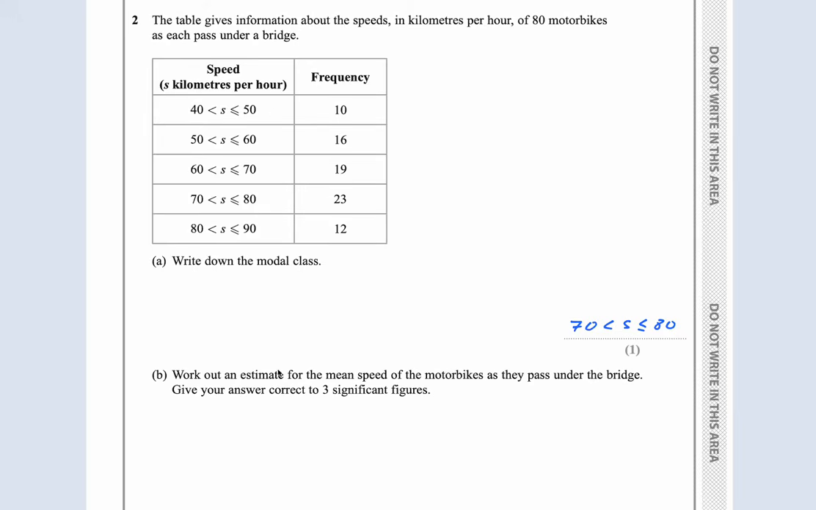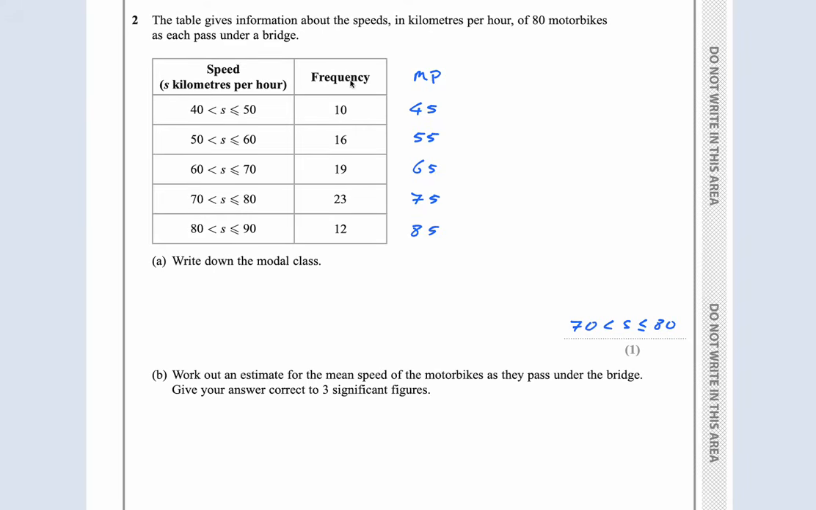Then this is work out an estimate for the mean. Give answer to 3 significant figures. Okay, hopefully guys you've seen this type of question before. An estimate for the mean, we have to get the midpoint. So the midpoint, let's call it MP for midpoint. We have to get the midpoint of the interval. I'm going to say that's 45, 55, 65, 75, and 85. To get the midpoint, add them together and divide by 2. If you can just see that halfway between 40 and 50 is obviously 45.